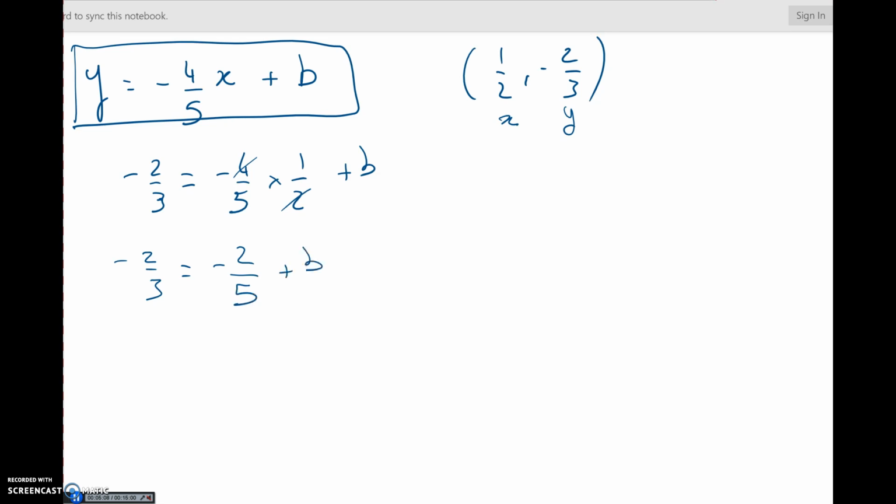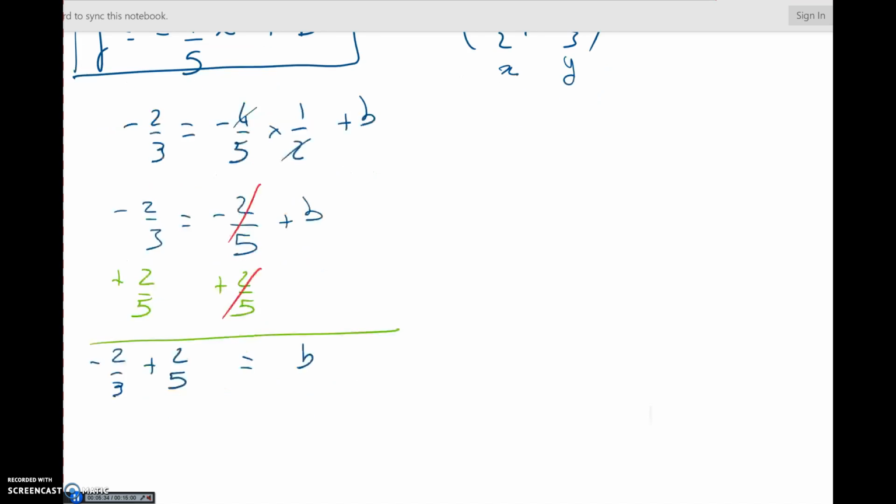Because I'm looking for b, I need to get rid of the negative 2 over 5. So, therefore, I'm going to add 2 over 5, and I'm going to add 2 over 5 right here. You following? And so now, easily this disappears. b is standing by itself. And on this side, I got negative 2/3 plus 2/5.